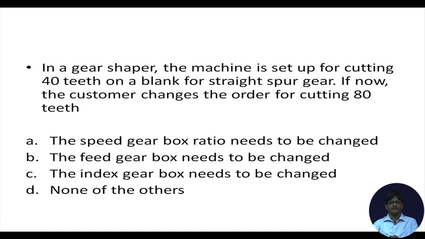In a gear shaper, the machine is set up for cutting 40 teeth on a blank for a straight spur gear. If now the customer changes the order for cutting 80 teeth, the options are: the speed gearbox ratio needs to be changed, the feed gearbox needs to be changed, the index gearbox needs to be changed, and none of the others.